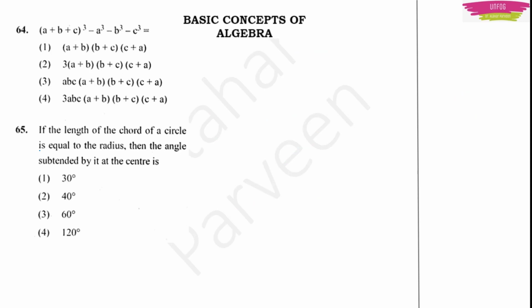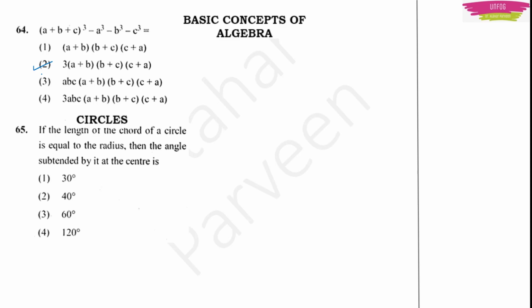Next question. This question is from algebra. The question is a simple algebraic identity. They have given that a plus b plus c whole cube minus a cube minus b cube minus c cube is equal to. So the moral of the story with this question is that you should learn all the basic algebraic identities as well. The formula for a plus b plus c whole cube will be equal to a cube plus b cube plus c cube plus 3 into a plus b into b plus c into c plus a. So this will lead to option 2. This will be your answer.